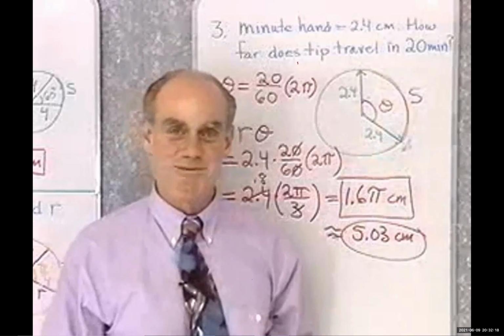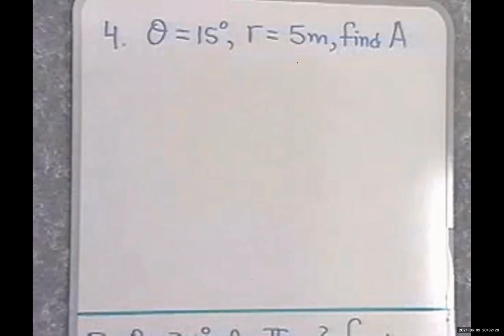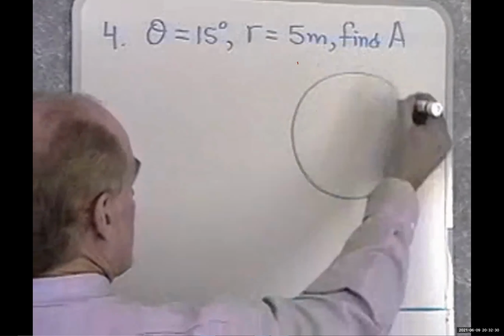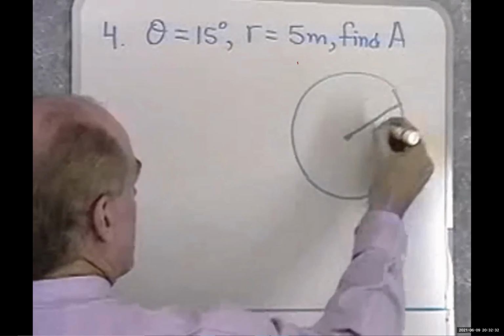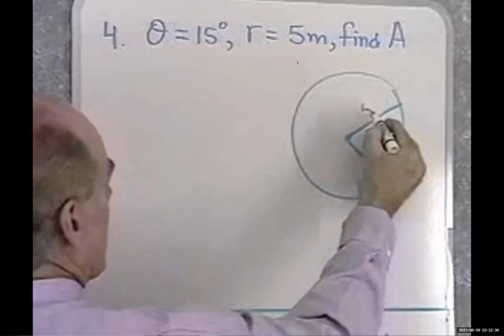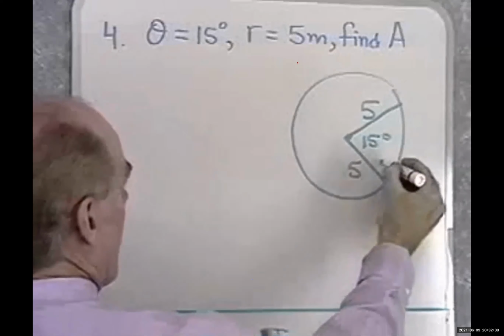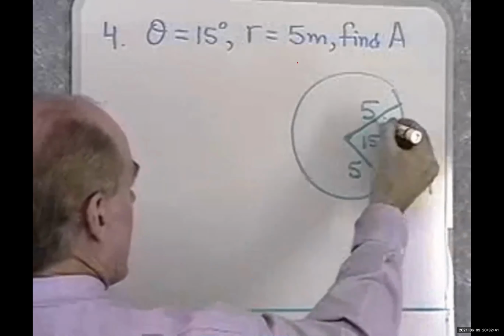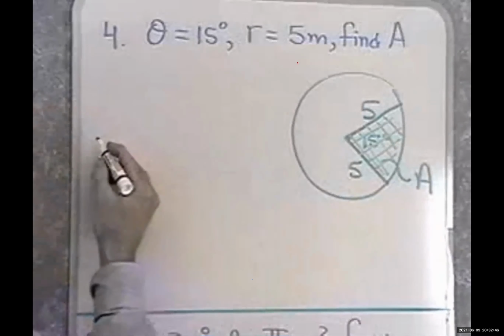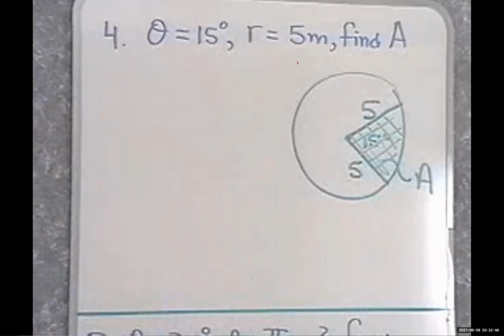Let's look at our next problem. Here we have theta is 15 degrees, r is equal to 5 meters. Let's find the area of the sector formed by theta and the circle. So to draw a little picture over here, here's my circle. Theta is equal to 15 degrees, so that's this angle right here, 15 degrees. And r is equal to 5, so that's 5 and that's 5. What I want to find is the area of this sector, the area of this little piece of pie right here that I have. So my formula for that is A is equal to 1/2 r squared times theta.